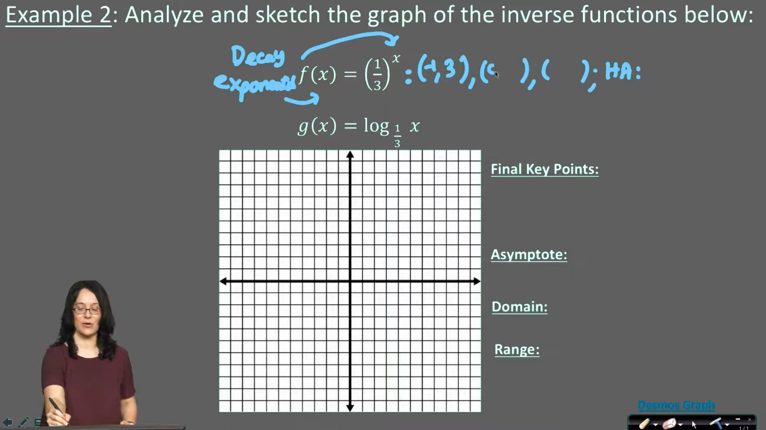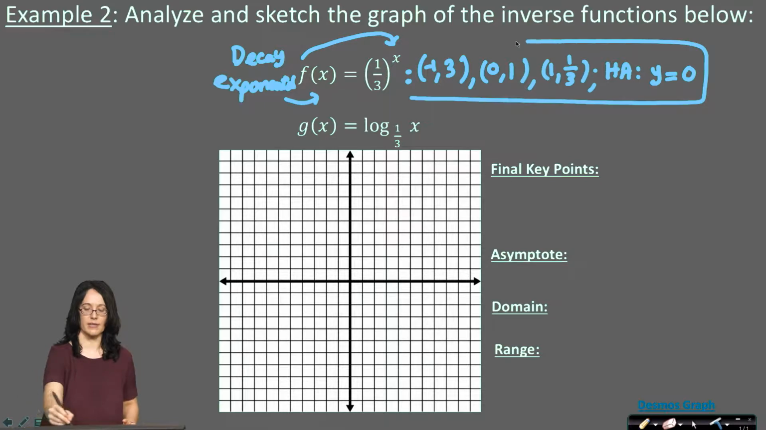Did you get 0, 1? When x is 0, anything raised to the 0 power is 1. Good job. What about an input of 1? 1/3 to the first power is 1/3. Good job. So you just got your base. And what is the horizontal asymptote for any b to the x exponential function? That's right. As I go to the left forever or the right forever, I should be approaching 0.